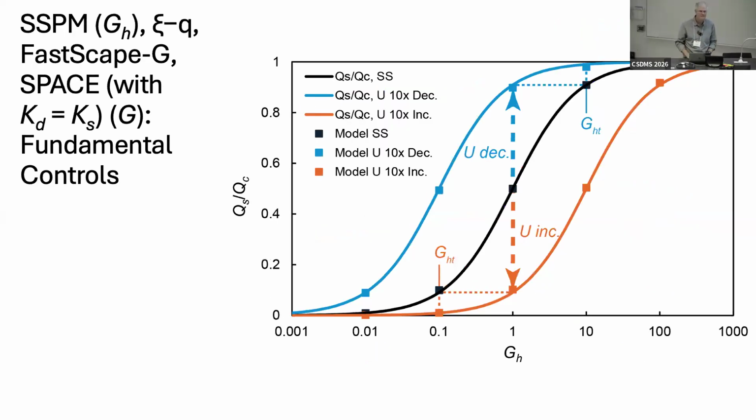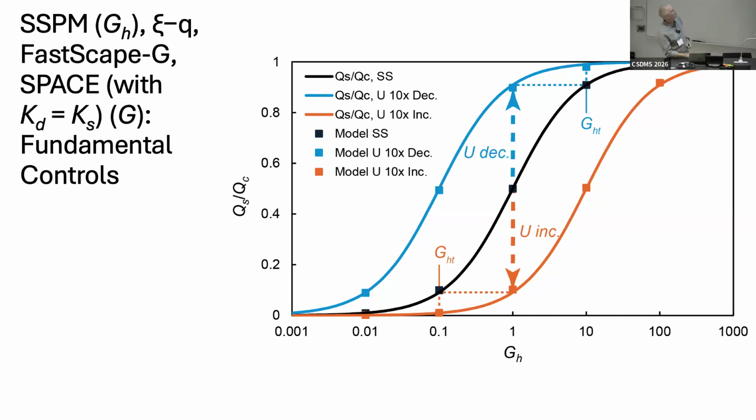So what's happening? This complex figure is trying to capture a lot of things. The fundamental thing that's really controlling whether you are detachment limited or transport limited is that ratio of the sediment flux to the sediment carrying capacity. That's really what it comes down to. That's controlled in these models by the value of G.